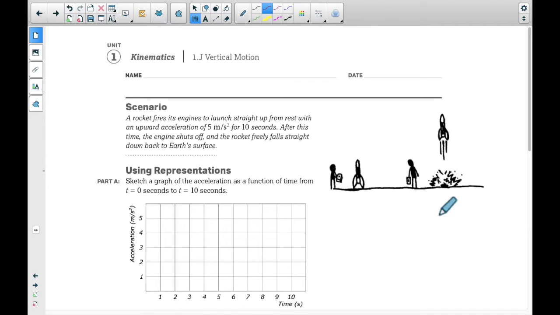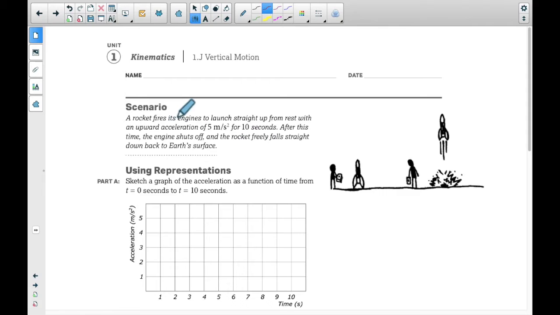Hi everybody, this video today is going to talk about lesson 1.J in the AP Physics workbook. This is on page 17 of the workbook. I'm choosing to go over this activity because there is potentially a free response question on our test coming up, our quiz coming up, that is very similar to this. It's not exactly the same, but has a lot of the same concepts. So let's go ahead and get started.